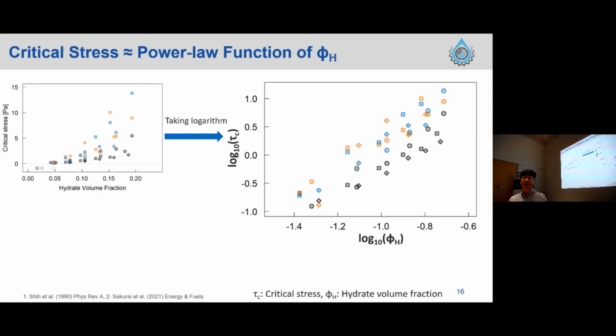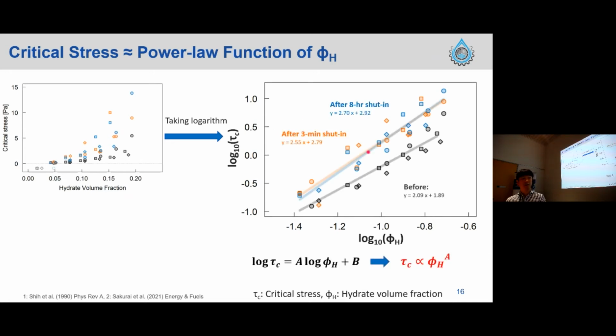Another interesting finding is that the critical stress is a power law function of the hydrate volume fractions. This is the critical stress data already shown in the previous slide. If you take the logarithm, you can find that the data are on straight lines in log-log plots. This linear relationship indicates that the critical stress is a power law function of the hydrate volume fraction, and this expression is the same as the equation of the yield stress of general suspensions derived from a classical model.